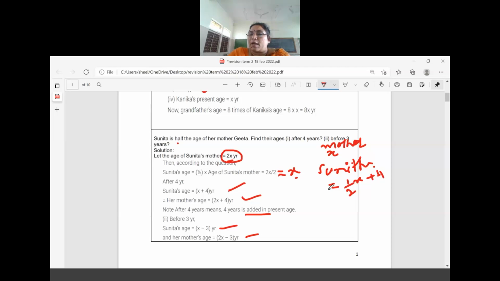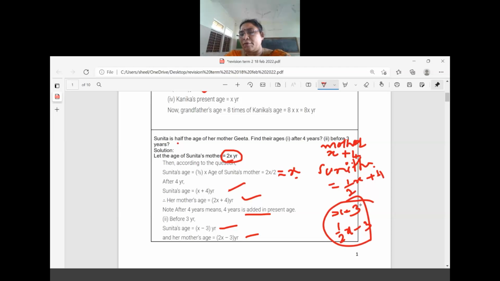Since half is there, that is why we have taken double here. Instead of that, you can go for half of x and half of x plus 4 for Sunita's age. Then after 4 years, if we have taken x, then x plus 4 will come. Right? Similarly, 3 years ago, x minus 3, half of x minus 3, we will go for Sunita's age. If you are having confusion with 2x and all, you can go for x itself. So the equation will change like this only. So correlate the things and apply.